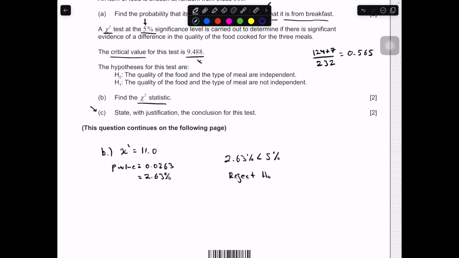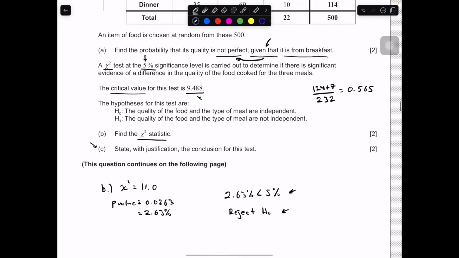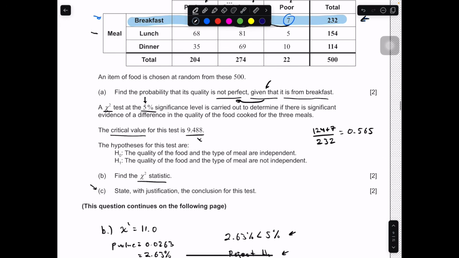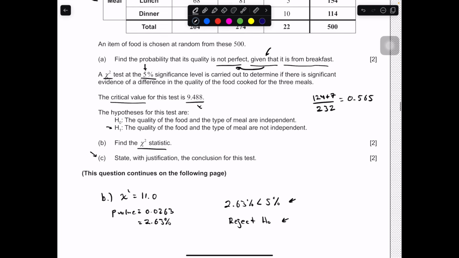State with justification the conclusion for the test. So this would be our justification, and this would be conclusion. If we wanted to write this out in context, we would say the quality of the food and the type of meal are not independent.